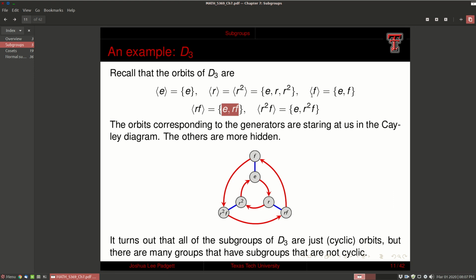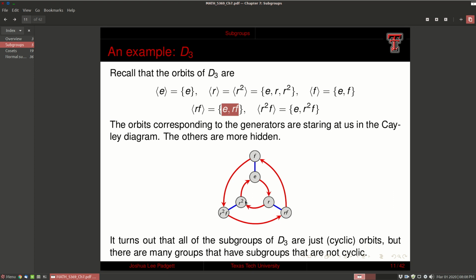Okay. Similarly for F, we have this E, F, just the single blue line, and that single blue line is being repeated throughout the diagram. All right. RF, which is generated by E and then RF. So what do we have? This is this cycle that we were already looking at on the earlier slides when we were talking about regularity. And similarly, E, R squared F has a similar type of thing.